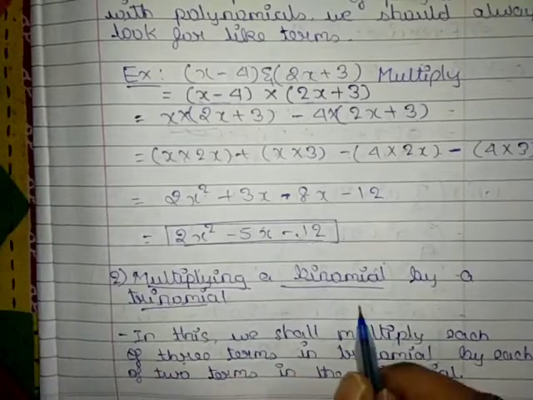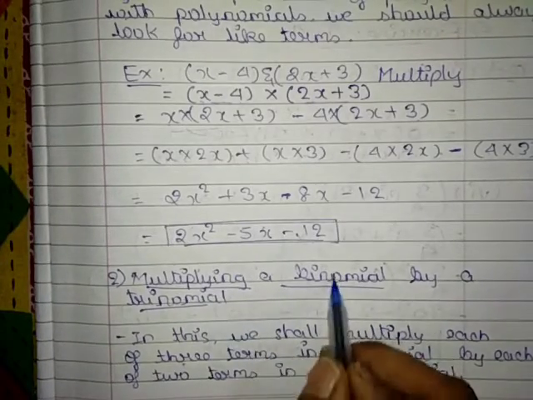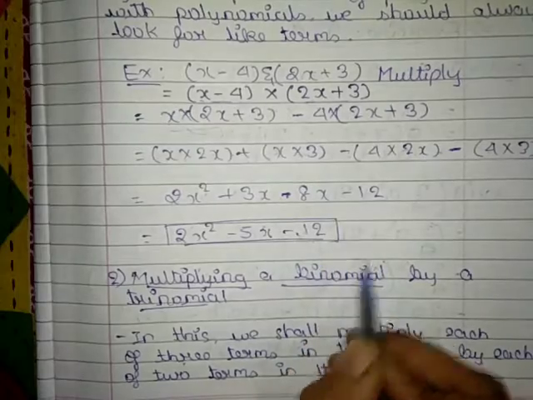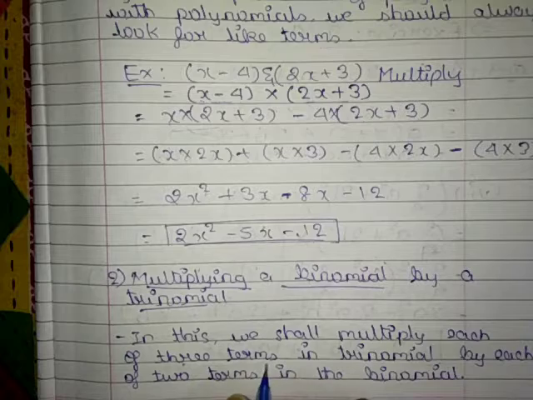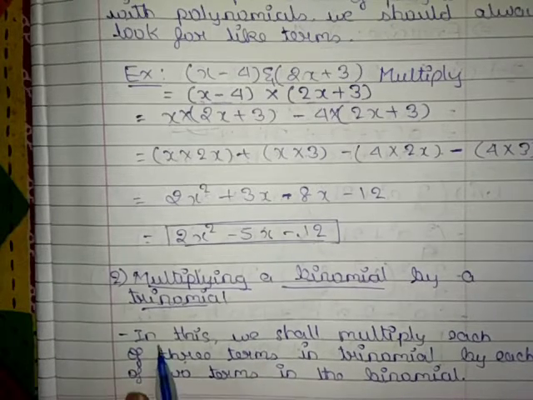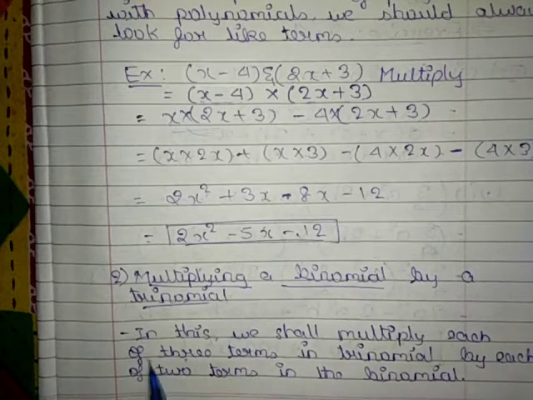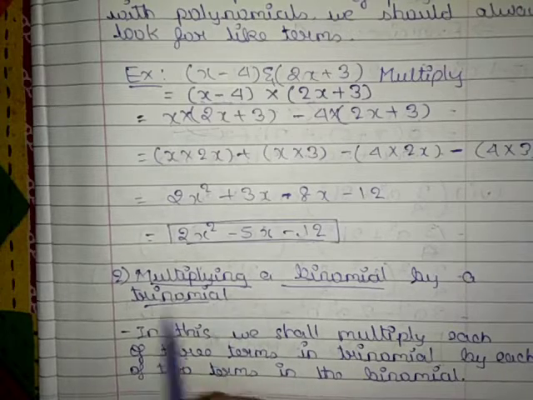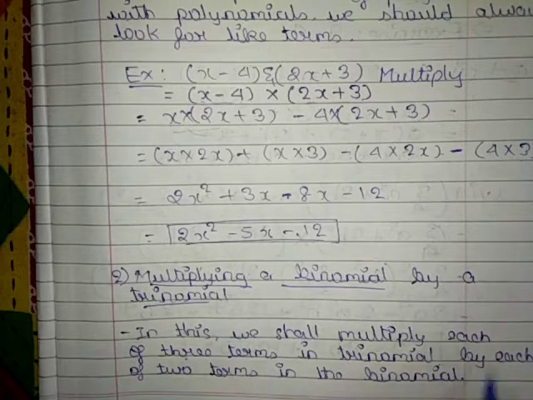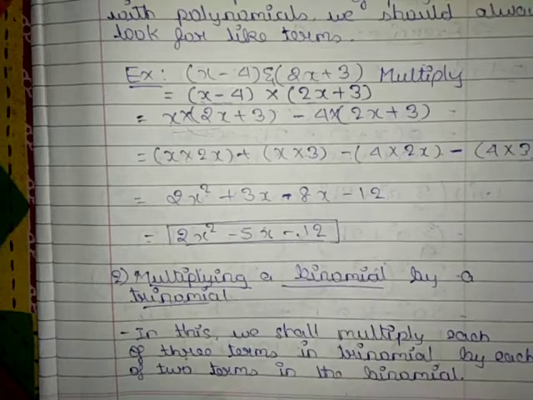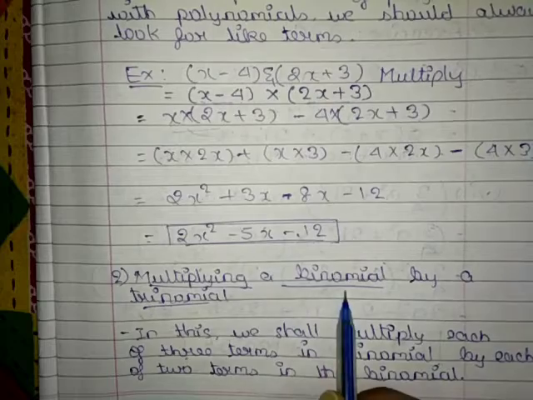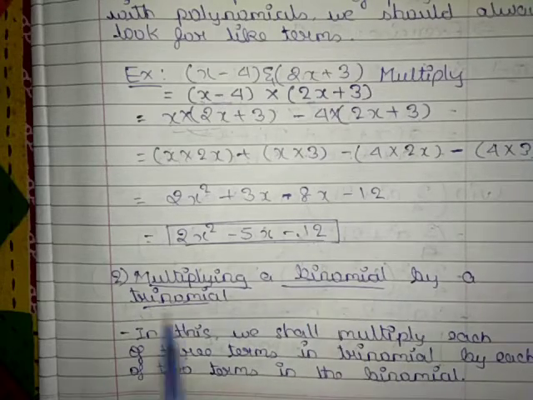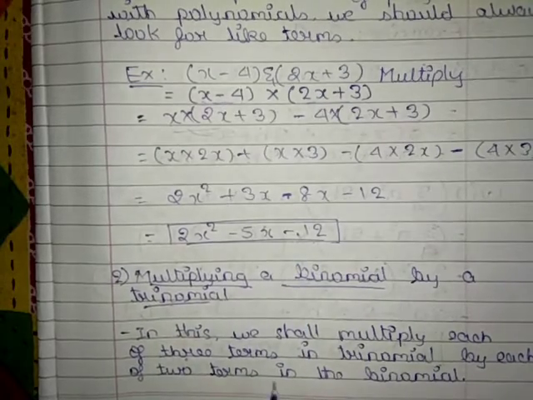Now what is second? Multiplying a binomial by a trinomial. Here we are multiplying a binomial expression with a trinomial. What is a trinomial? Trinomial means three terms having operations between them. In this we shall multiply each of the three terms. Each of the three terms of this trinomial will be multiplied by each of the two terms in the binomial. So whatever terms are there in the binomial, that is two terms, each one of them will be multiplied with the three terms of the trinomial.